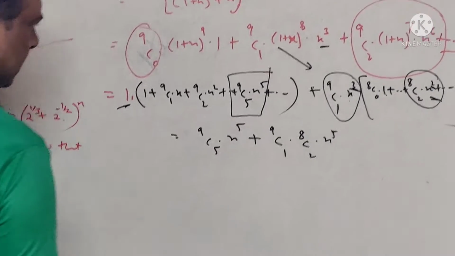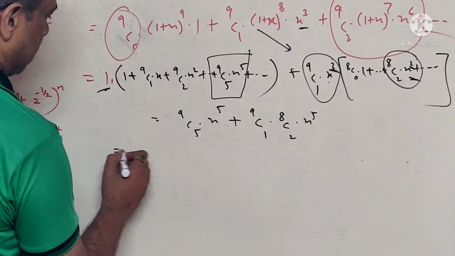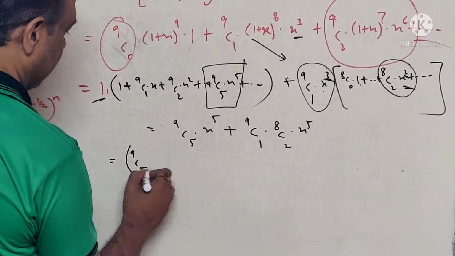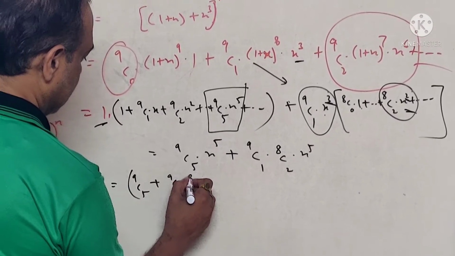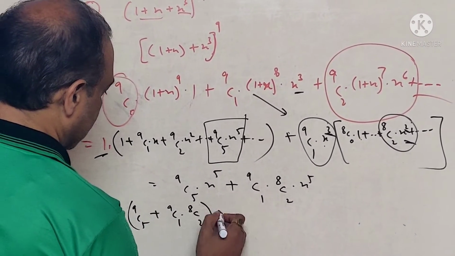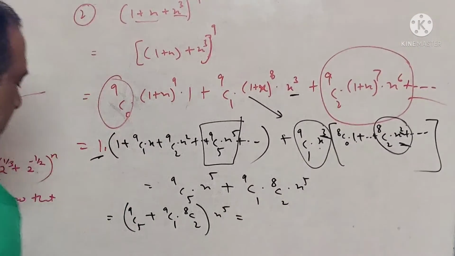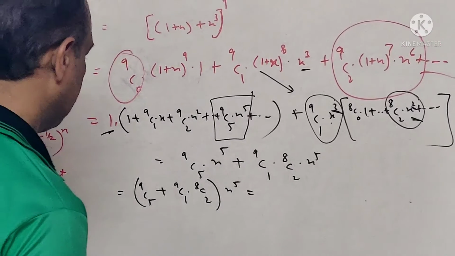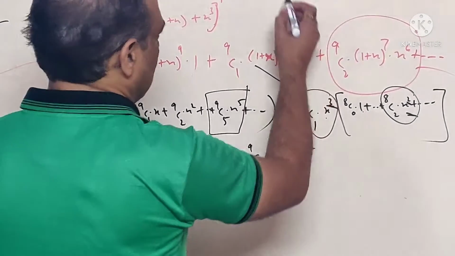Now, we have to solve these questions. We have to take x power 5 common. We are having (9C5 + 9C1 × 8C2) x power 5. How much is 9C5? If we have to solve this 9C5, how can we solve it?